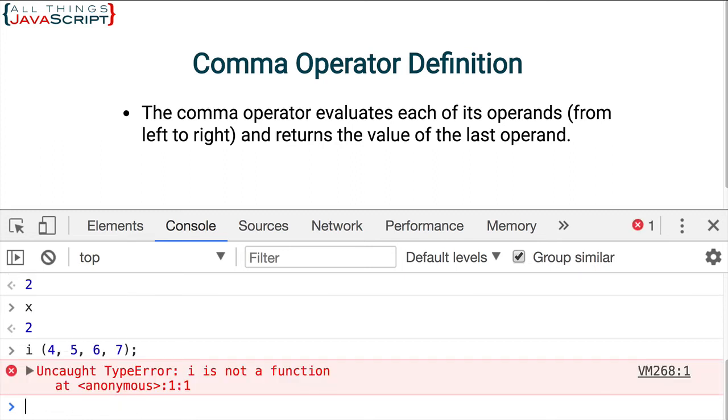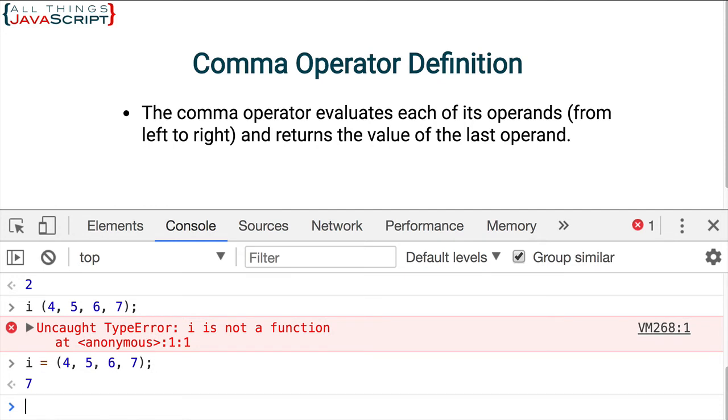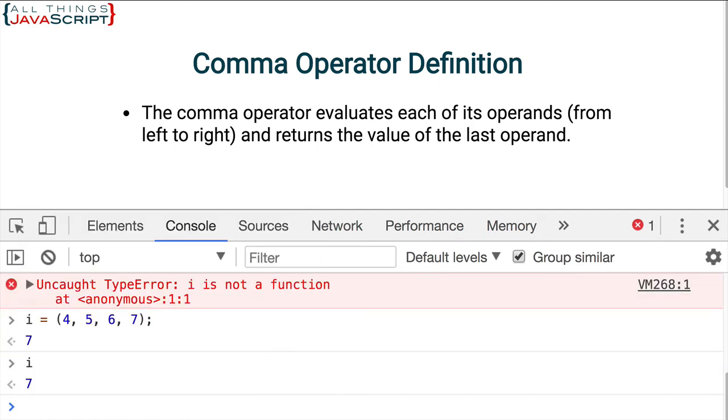Whoops, I forgot my equal. Put equal in there, press return again, and we can see that i is equal to 7. So the last one is what gets returned. So now you can see how the comma operator works, but where would the comma operator be useful?